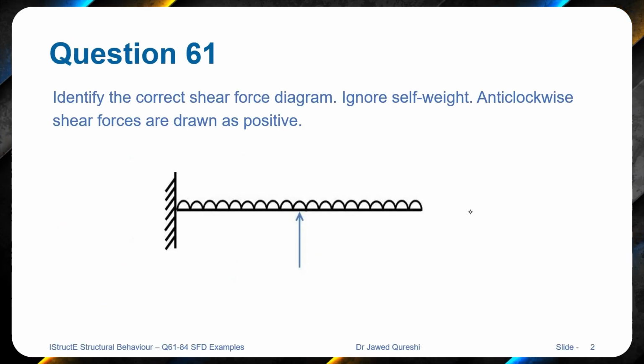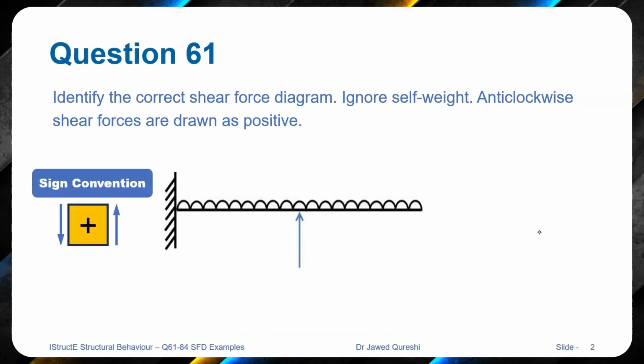In this example, we have to identify the correct shear force diagram and ignore the self-weight. It's very important to note that anti-clockwise forces are positive. The sign convention for anti-clockwise forces is like this. When we have an upward force from the right side, it is considered positive, and a downward force from the left side is considered positive. In this way, it creates an anti-clockwise moment. So this is the sign convention which I will be following for this problem. If clockwise forces are positive, then the direction of the arrows will be reversed.